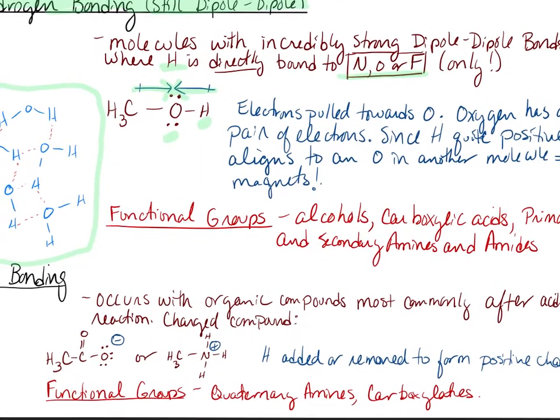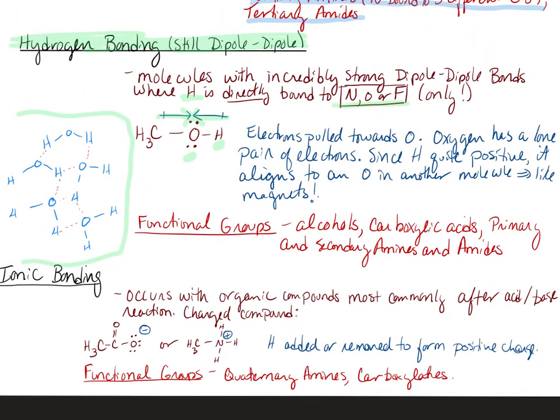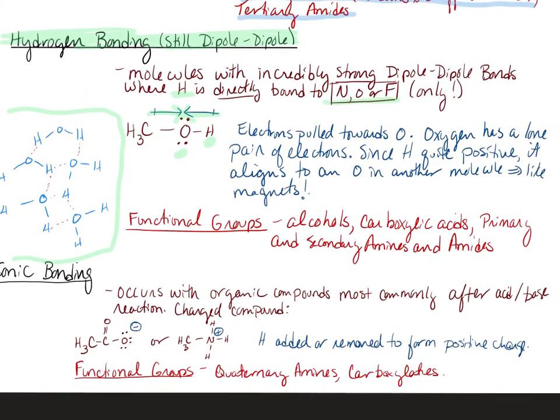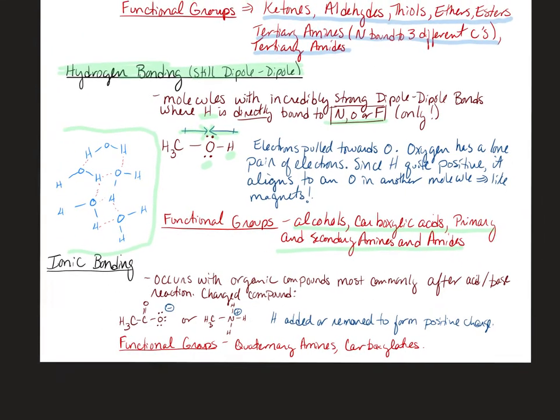So what are we talking about here? Sorry, I didn't mean that to have that too blown up. Alcohols, carboxylic acids, primary and secondary amines, and amides. It means primary and secondary amides. Okay.